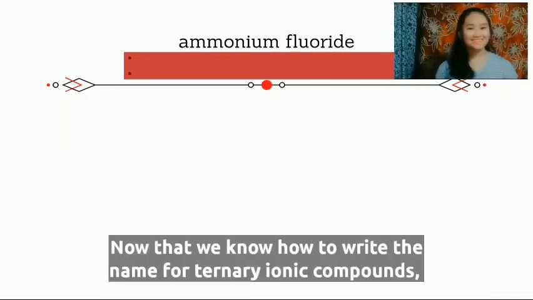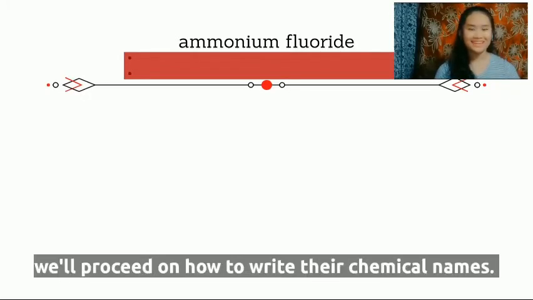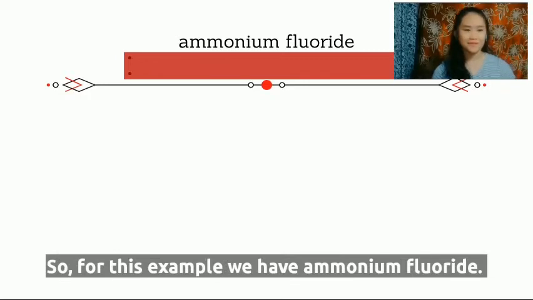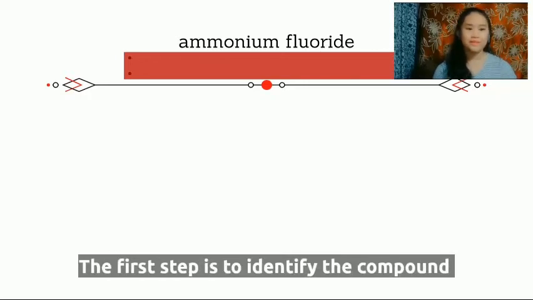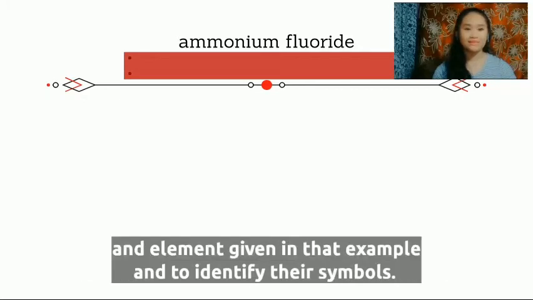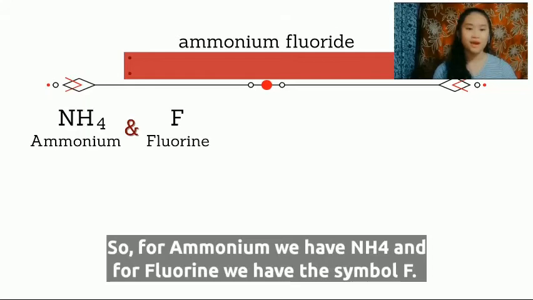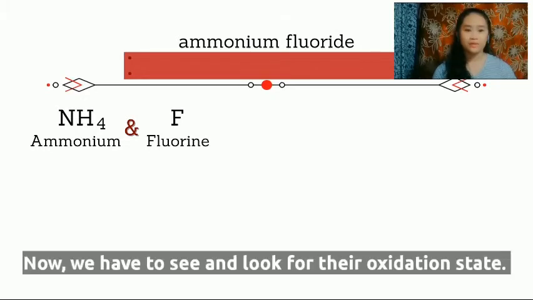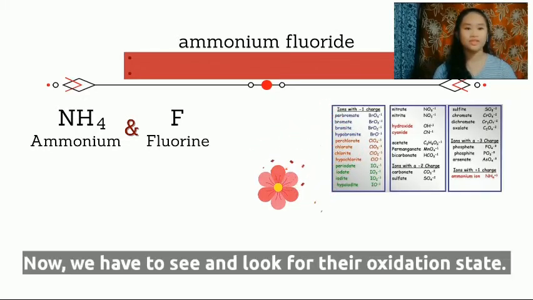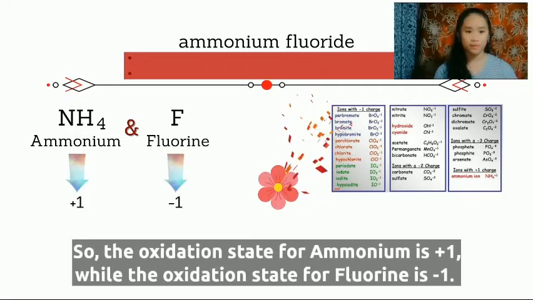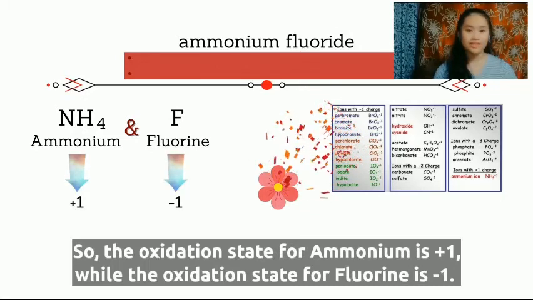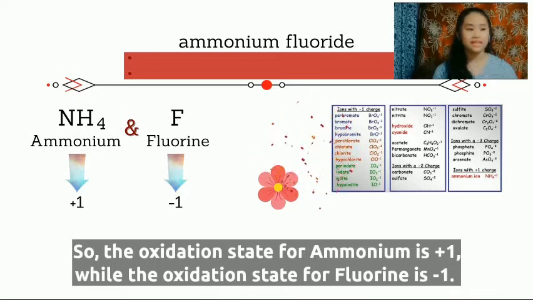Now that we know how to write the name for ternary ionic compounds, we'll proceed to how to write their chemical formulas. For this example, we have ammonium fluoride. The first step is to identify the compound and element given in that example and identify their symbols. For ammonium, we have NH4, and for fluorine, we have the symbol F. Now we have to look for their oxidation states. The oxidation state for ammonium is positive 1, while the oxidation state for fluorine is negative 1.